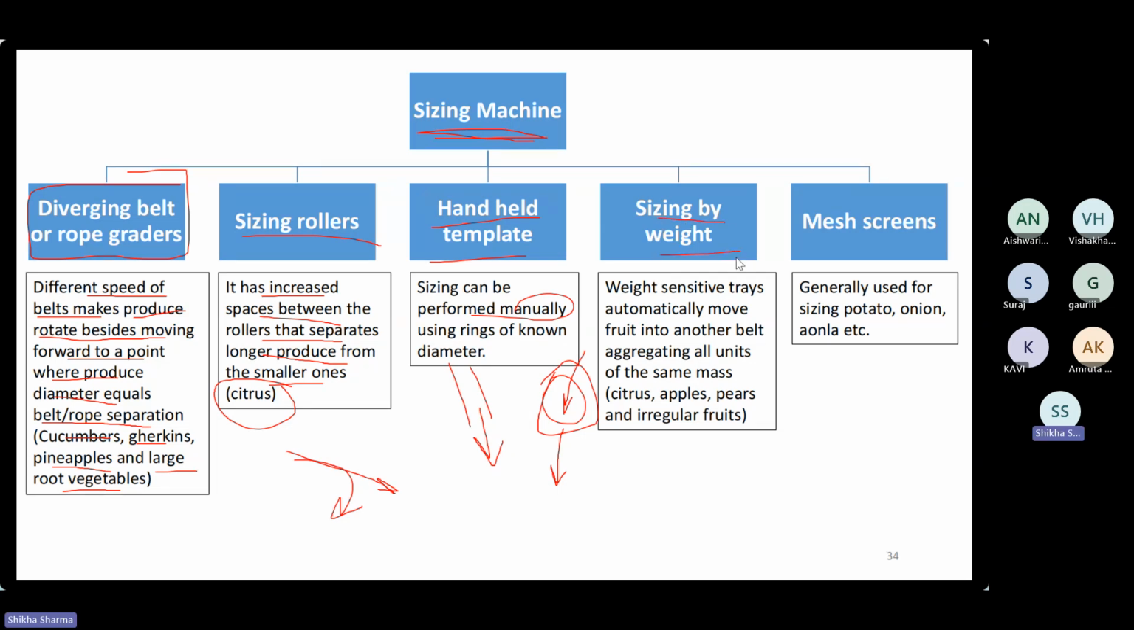Then sizing with the help of weight. Weight sensitive trays select fruit onto another belt and aggregate all units of the same mass. It has a weight sensitive machine, so when fruit is passing, it takes the same weights on one side and other weights on another side. Then mesh screens, which are used for potatoes, onions, and amla. Based on size, it will separate.